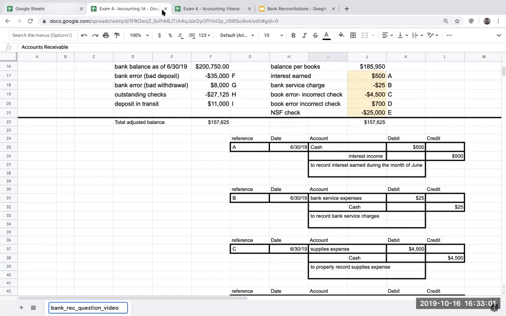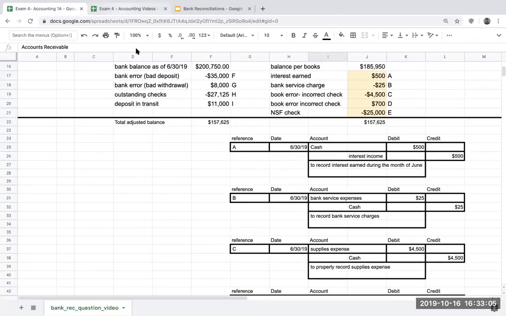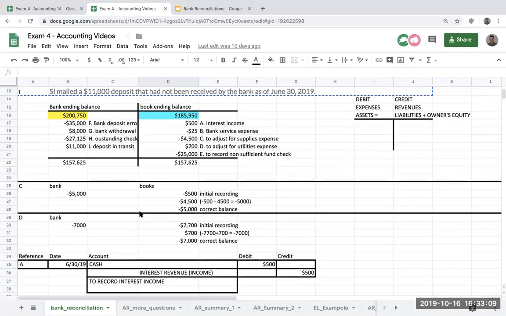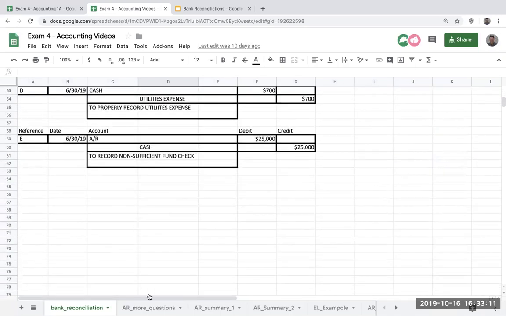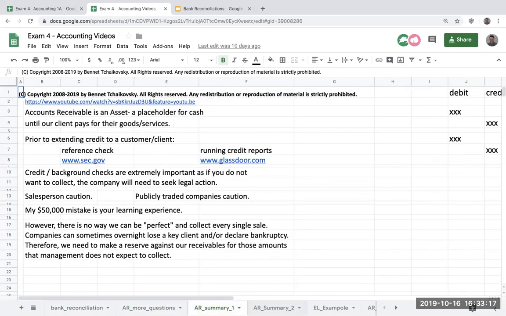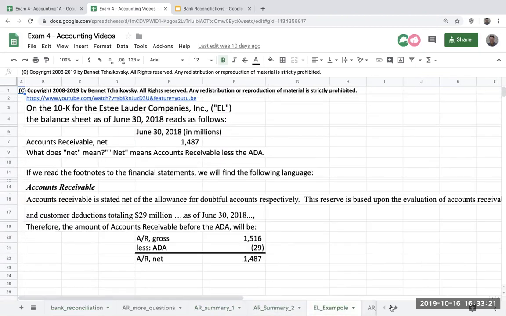Okay, so that's this first one here. That's a big portion in terms of looking at your test. You will have something like this on your exam. Okay, so let's talk a little bit about receivables.